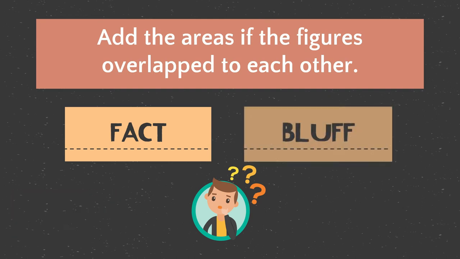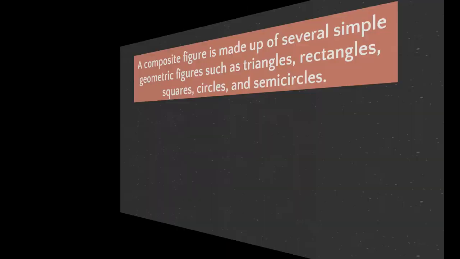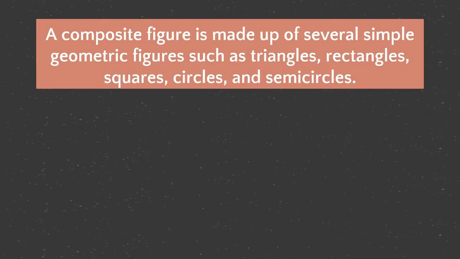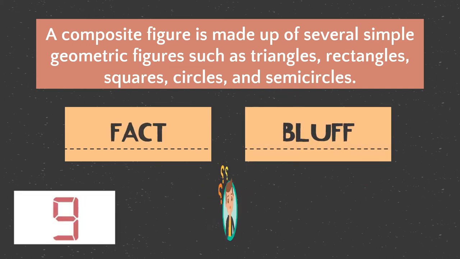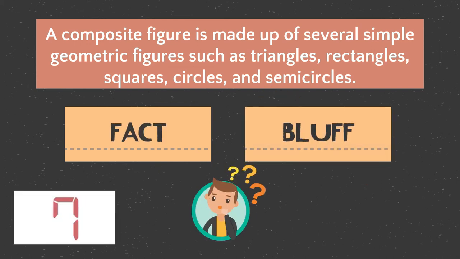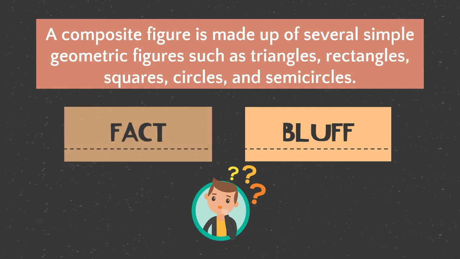Very good. The answer is a bluff. A composite figure is made up of several simple geometric figures such as triangles, rectangles, squares, circles, and semicircles. Is it a fact or a bluff? The answer is a fact.